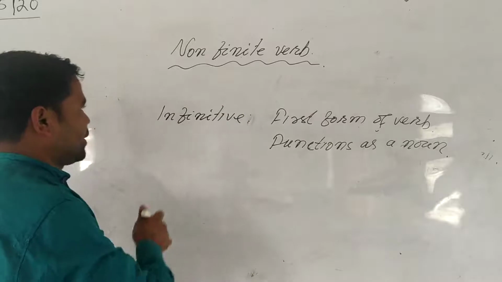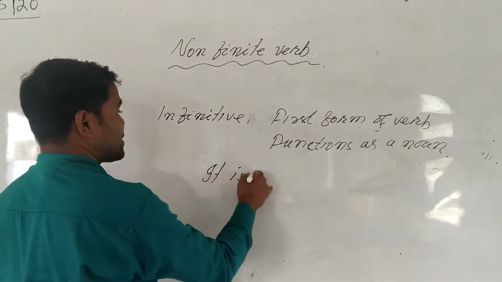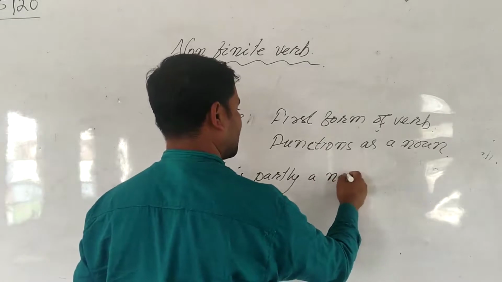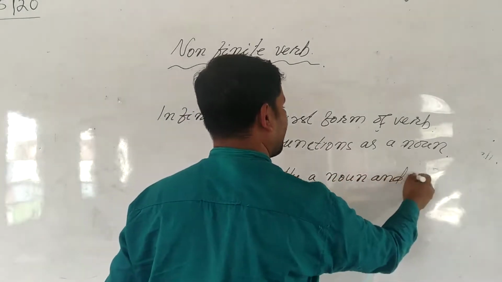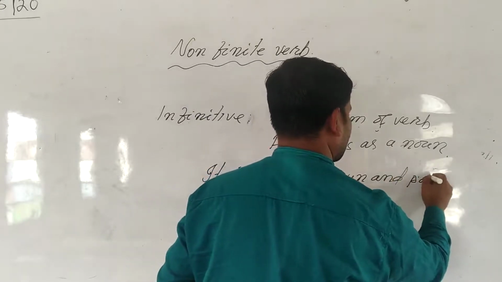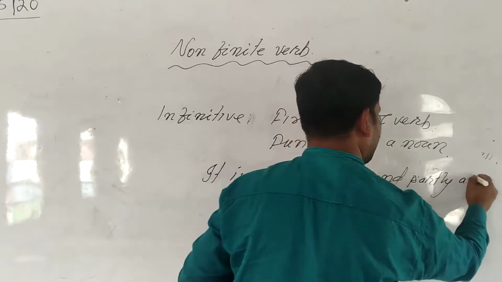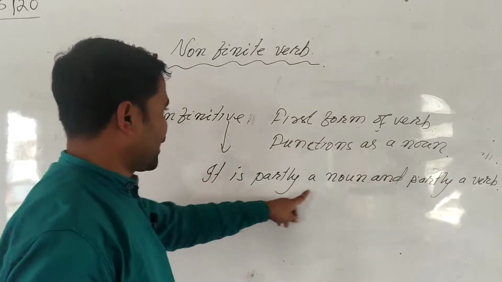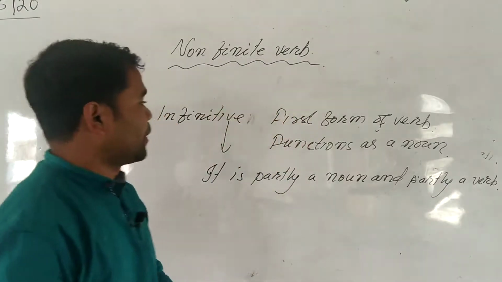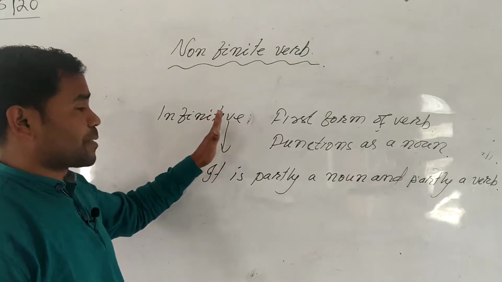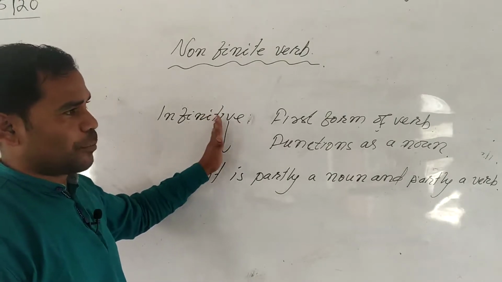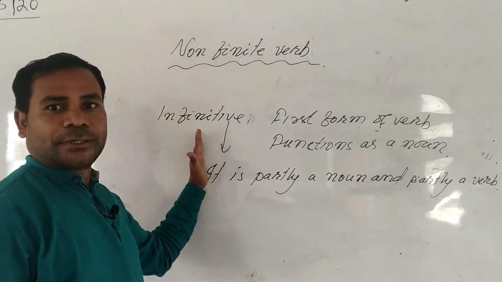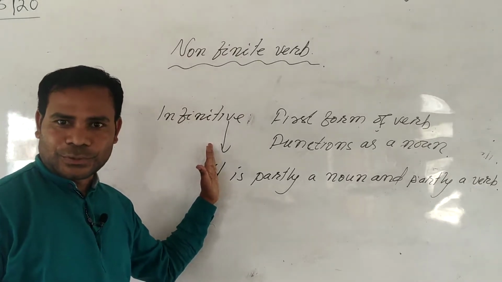Then we can define infinitive as partly a noun and partly a verb. Infinitive means partly a noun and partly a verb. Even this infinitive has different uses, like subject, object, complement, object of preposition, and so on. Its uses and functions will be studied in the next class. We stop here for this time.